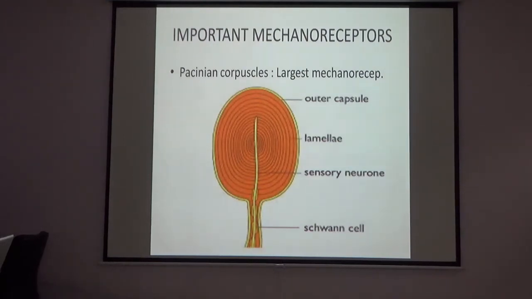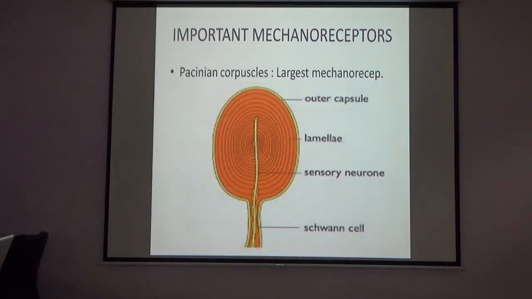Now, what is the dimension? They are the largest mechanoreceptors, 0.5 to 2 millimeters long. The distal end of a primary afferent fiber penetrates into the concentric lamellae of the Pacinian corpuscle, which you can see here in the diagram. Now the fiber is myelinated, as you can see the Schwann cells here, but the ending in the concentric lamellae is unmyelinated.